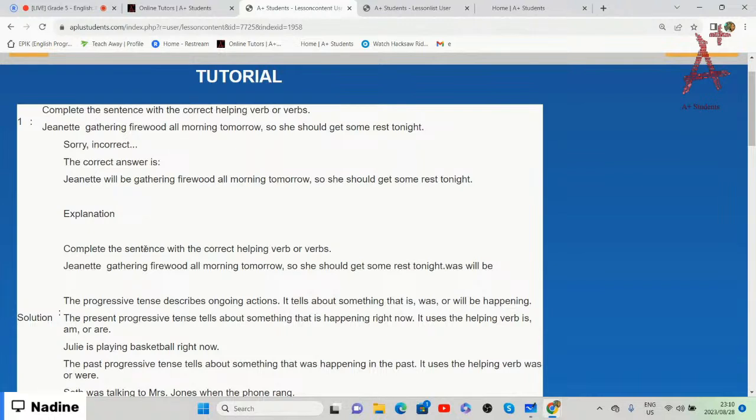So Jeanette, and there we have a blank, gathering firewood all morning tomorrow. So she will get some rest tonight.